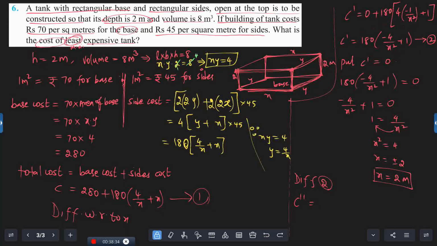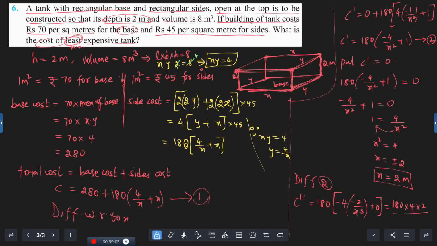180 multiplied by the constant, let it be as it is. Minus 4 also, let it be as it is. 1 by x square when you differentiate, what you will be getting? Minus 2 divided by x cube. The derivative of 1 is 0. So minus into minus plus, 180 into 4 into 2 divided by x cube.